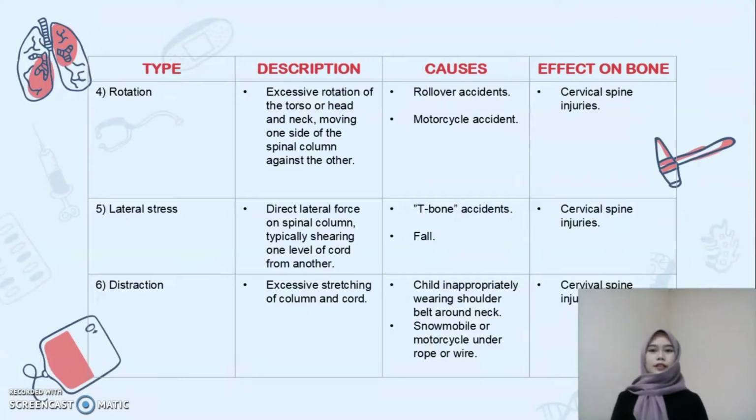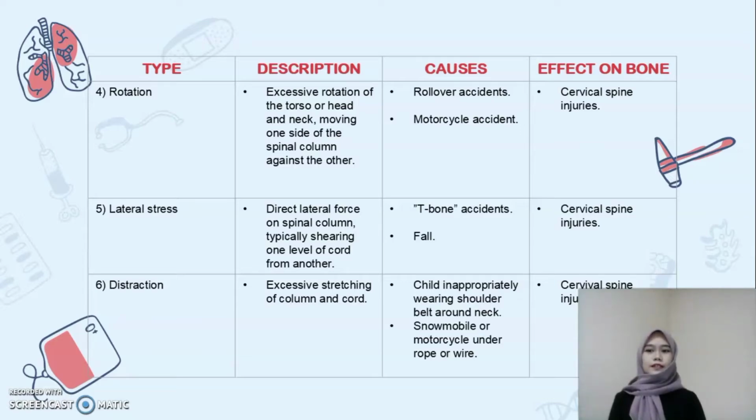Next is rotation. Rotation is an excessive rotation of the torso or head and neck, moving one side of the spinal column against the other. The causes of this rotation are rollover accidents and motorcycle accidents. The effect on the bone is cervical spine injuries.